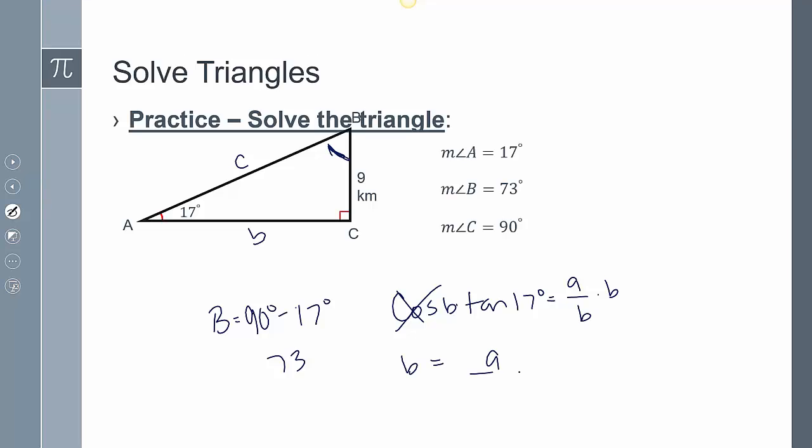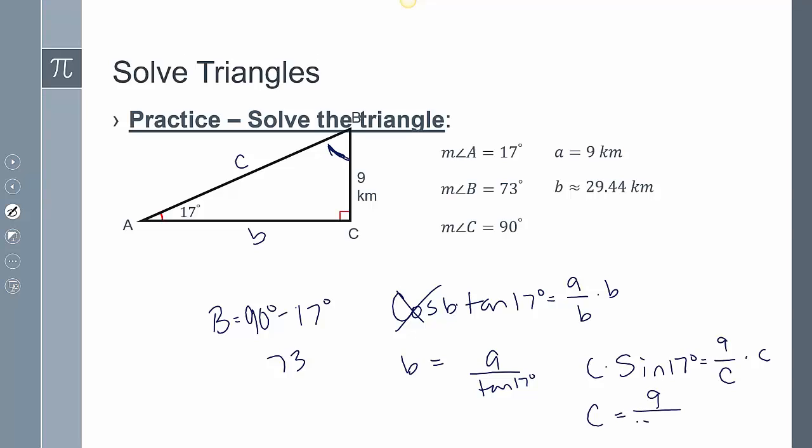B equals 9 over tangent 17 degrees. And so if I enter that into my calculator, that's going to give me about 29.44. And then to find C, I could do the sine of 17 degrees equals opposite over hypotenuse. And so once again, multiply both sides by C, divide both sides by sine of 17. C is going to equal 9 over sine of 17. And if you enter that into your calculator, you're going to get about 30.78 kilometers.